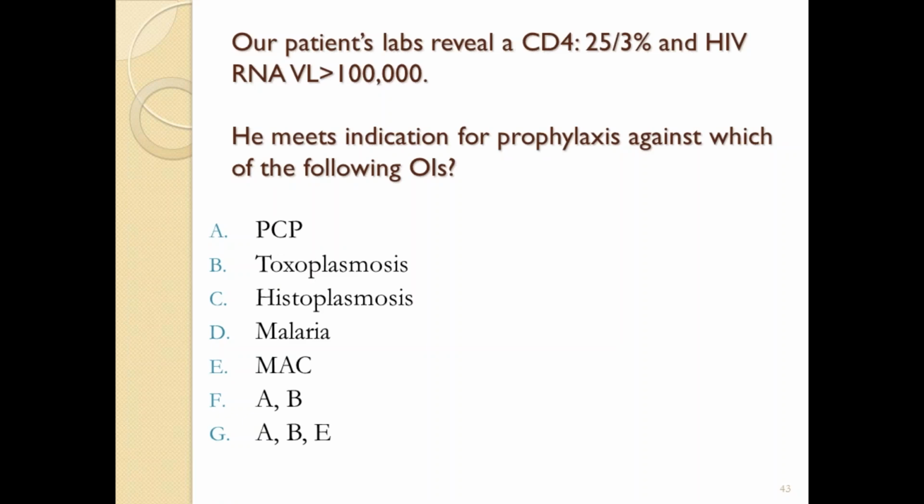So our patient's labs come back, CD4 is 25, and viral load is over 100,000. He meets indication for prophylaxis against which of the following opportunistic infections? Toxo, histo, malaria, MAC, or a combination of those?